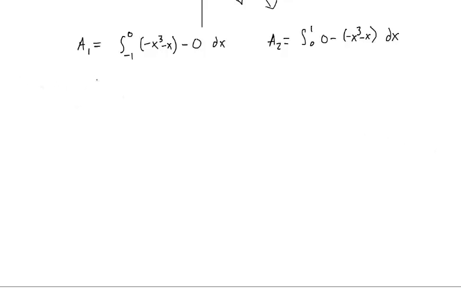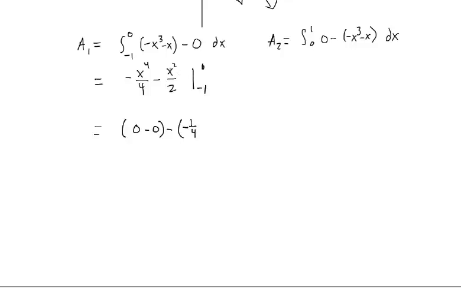So area 1, we have the integral of negative x cubed minus x. So we have negative x to the fourth over 4 minus x squared over 2 evaluated from negative 1 to 0. And now if we put 0 into both functions, we end up with 0 minus 0. So that's the top, minus, when we put the bottom number in, negative 1, we get negative 1 to the fourth, which is 1, and then divided by 4, and a negative out front. So we end up with negative 1/4.